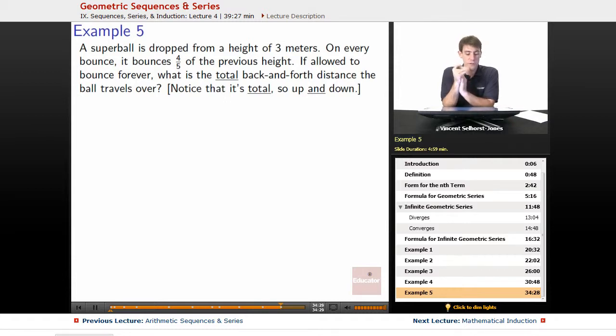On every bounce, it bounces 4/5 of the previous height. If allowed to bounce forever, what is the total back and forth distance the ball travels over? Notice that's total, so it's up and down. So let's draw a picture to help ourselves see what's going on here.